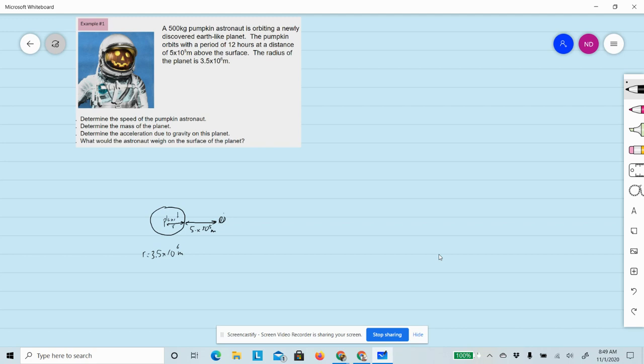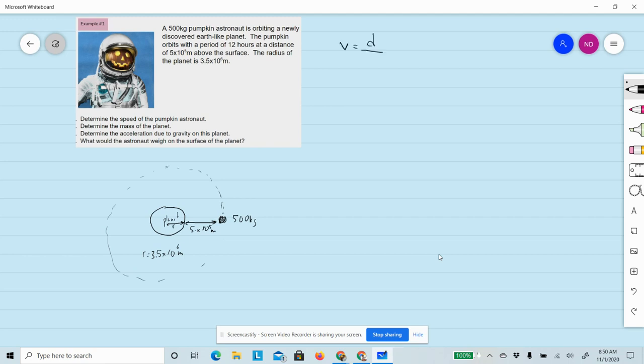All right, so the pumpkin is orbiting like so. That's not even close to round, but that's okay. There's our pumpkin astronaut going around like so. The pumpkin has a mass of 500 kilograms. Determine the speed of the pumpkin.